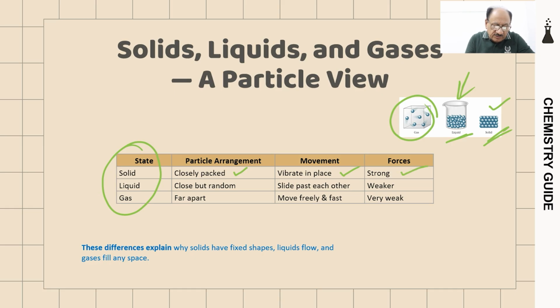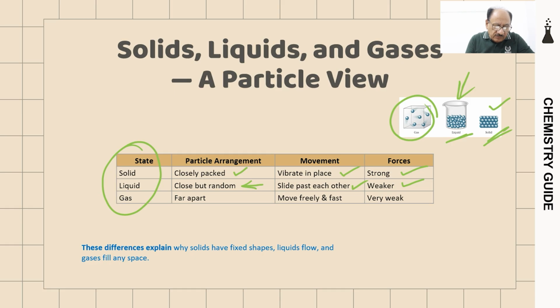In case of liquids, the particles are close but random, and they slide past each other, and that's why the fluidity of a liquid depends upon the gaps between them. So they slide past each other, and they have weaker forces, but there are intermolecular forces.